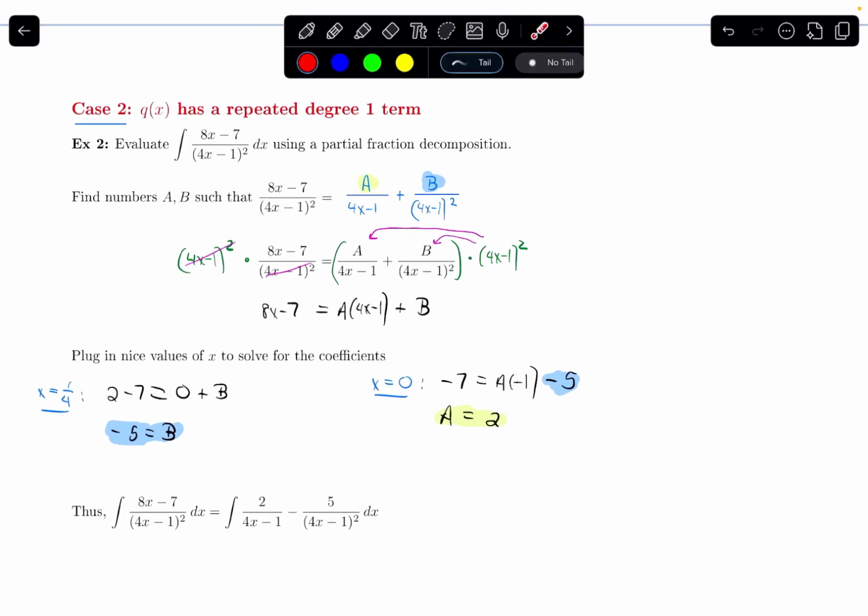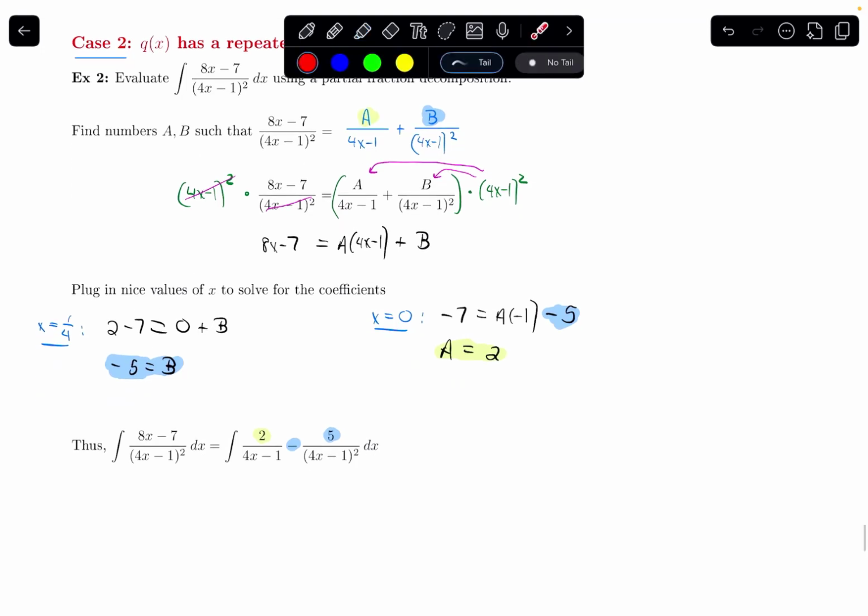So that's why my integral just becomes the integral of these two fractions put together like this. So 2 is the numerator of that first fraction, and then this minus 5, and I've just moved that minus in front like this, is the numerator of that second fraction. So I now need to figure out the integral, or the antiderivative, of each of these fractional terms, which are easier than the one that I started with.